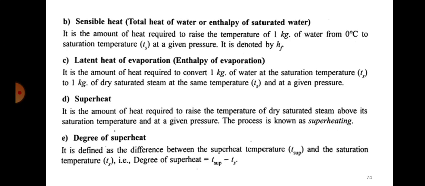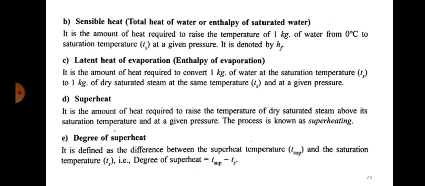Next one, I have already told all of these while explaining in the graph itself, so these definitions you already know. I am just repeating it here. First one is sensible heat. How is it denoted? It is denoted by hf in the graph, right? Sensible heat is the amount of heat required to raise the temperature of 1 kg of water from 0 degree Celsius to saturation temperature at a given pressure. It is denoted by hf. I have very clearly explained this earlier.